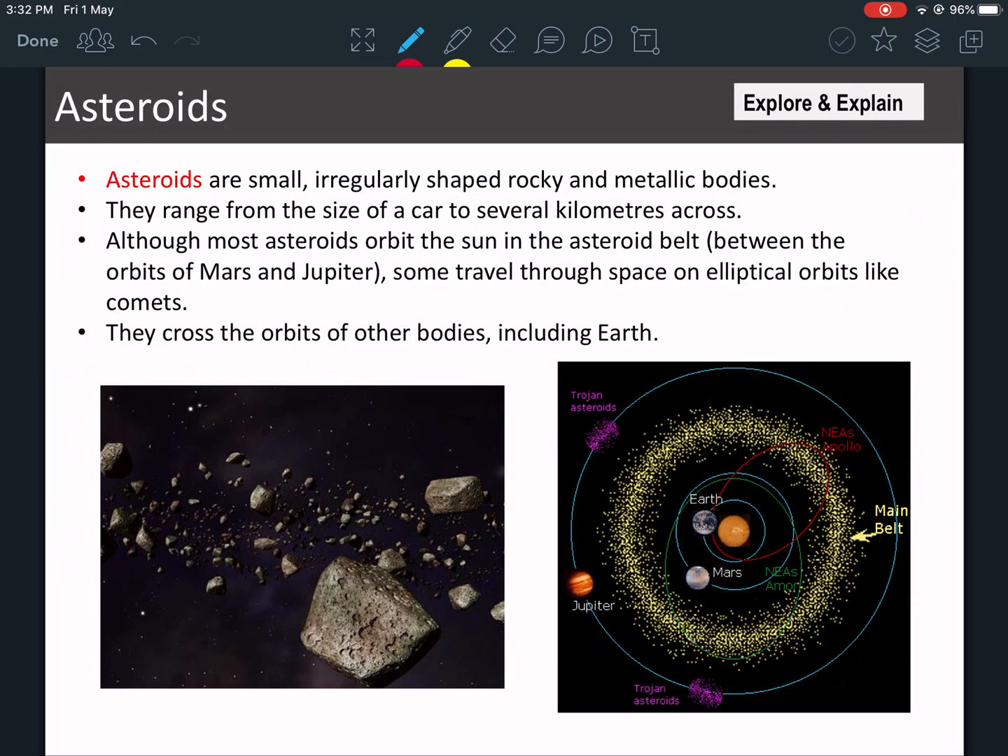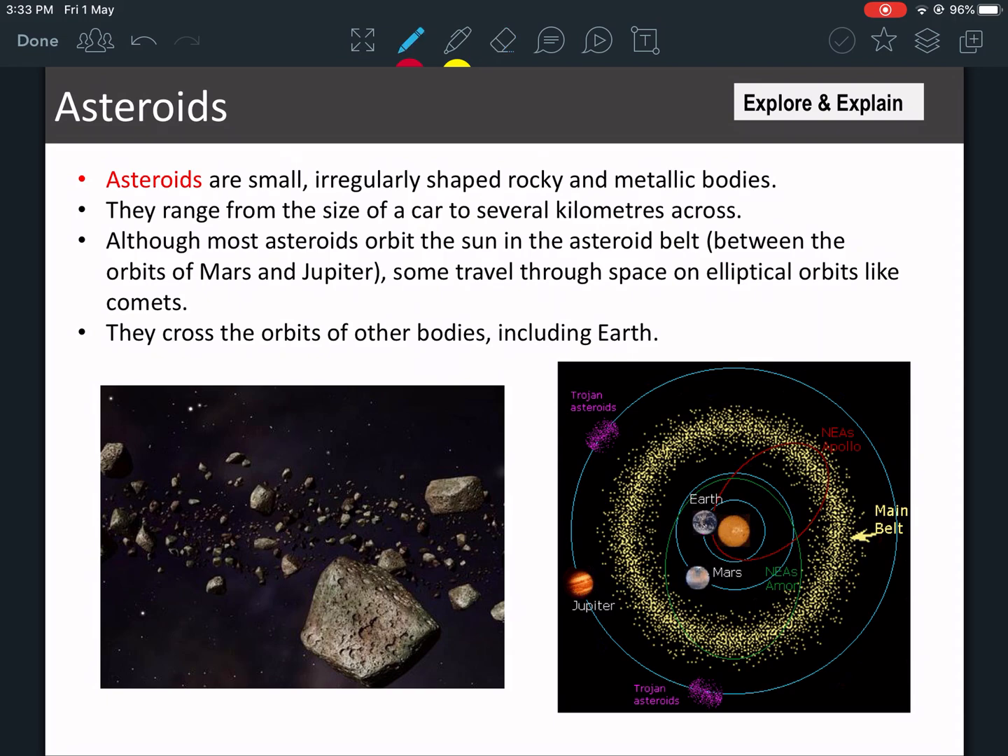And the last thing we need to know about today is our asteroids. Asteroids are small, irregularly shaped rocks and metallic bodies. They range in size from like a car. One can be the size of a car, or it could be several meters across. That means bigger than a car. Most asteroids orbit the sun in an asteroid belt between Mars and Jupiter. So you see, this is Mars over here.